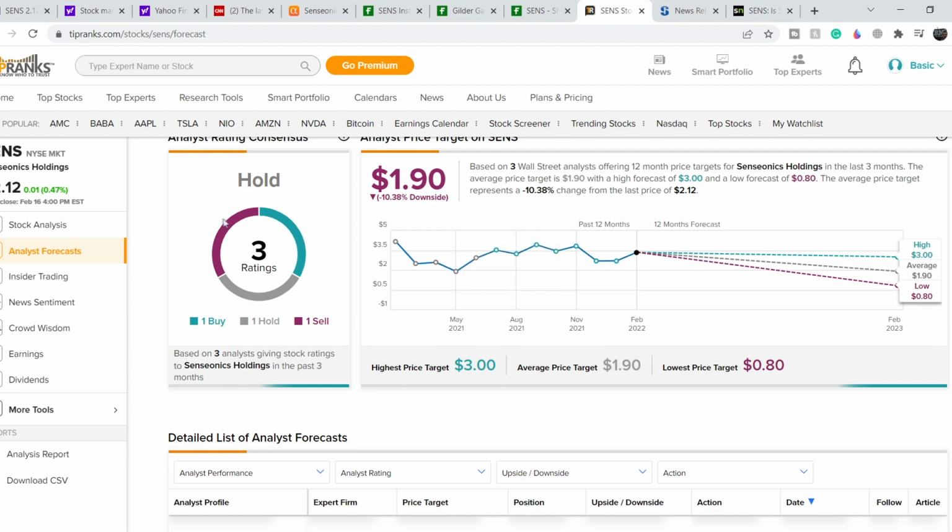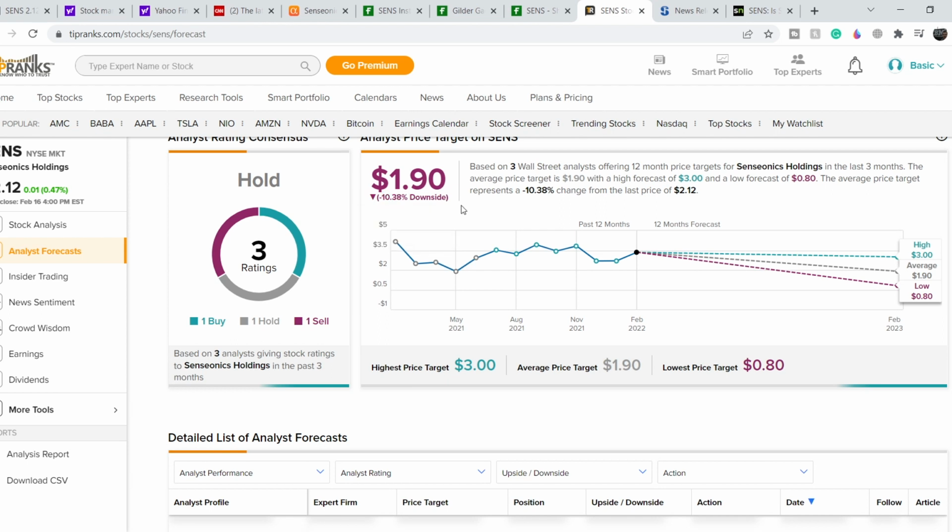And let me show you that this asset has only 3 ratings, and one of them suggests to buy, one to hold, and one to sell. The lowest price target is 80 cents, only 80 cents for this asset. The average price target is 1.9 cents, and the highest price target is $3. And to the average price, it has about 10.38% of downside potential.